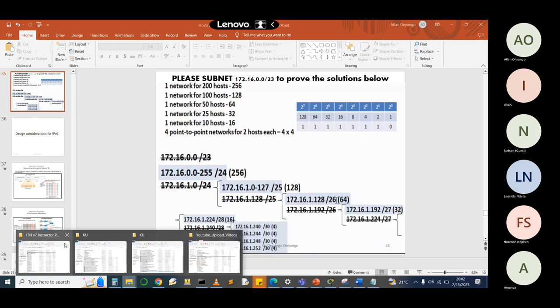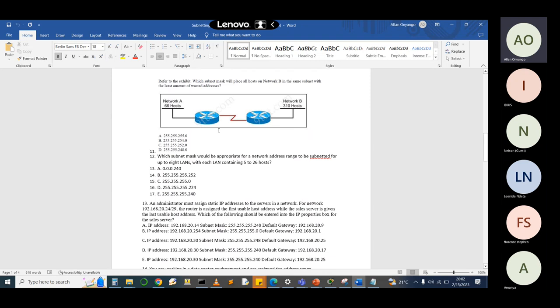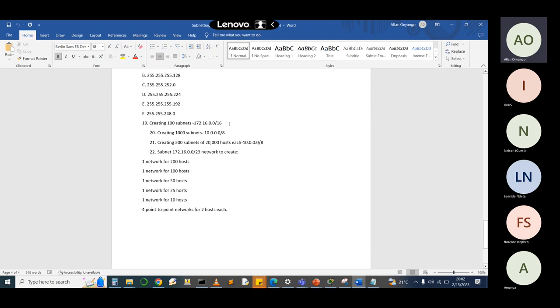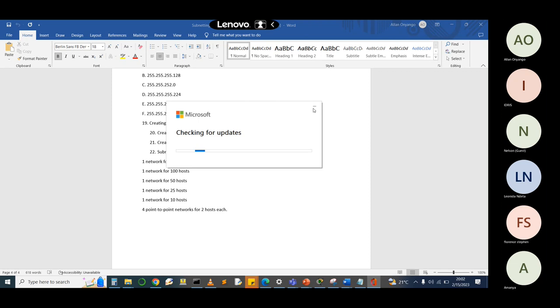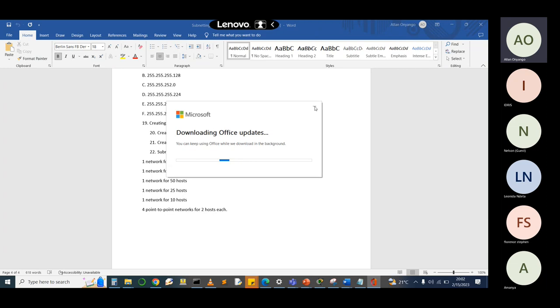Please note down the following. The first question that I'm going to give you, write down. I think the class representative, you're going to put it in the group as well. Now, first question: create 1,000 subnets.